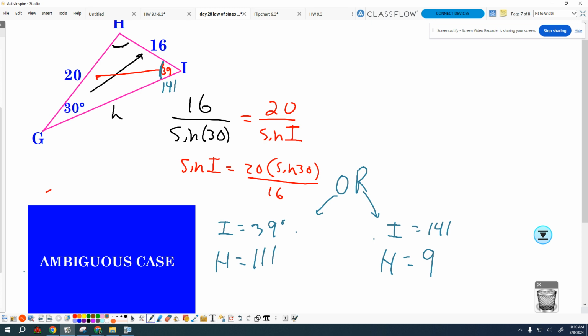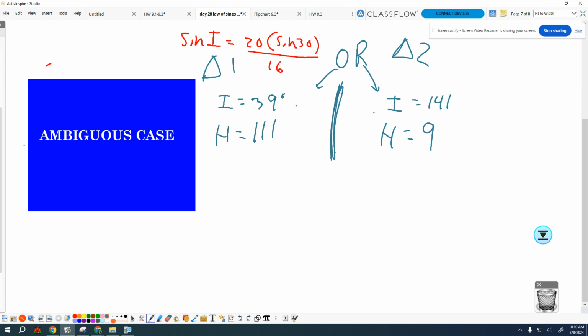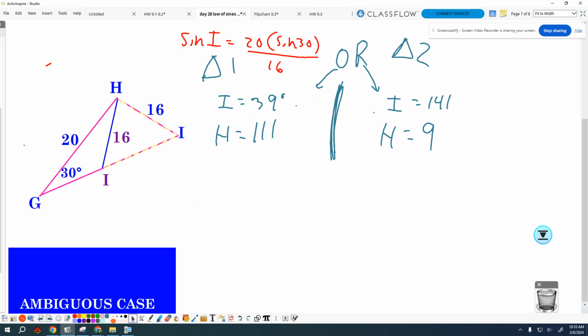Wait, H is 9 because you have 111 plus 39? No. This is triangle 1. This is triangle 2. So 141 plus the 30, I get 171. There's 9 itty bitty degrees left for the last. The 30's given. So for the 111 triangle, H is 29 point.